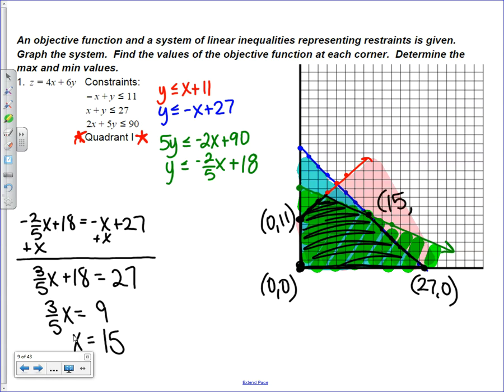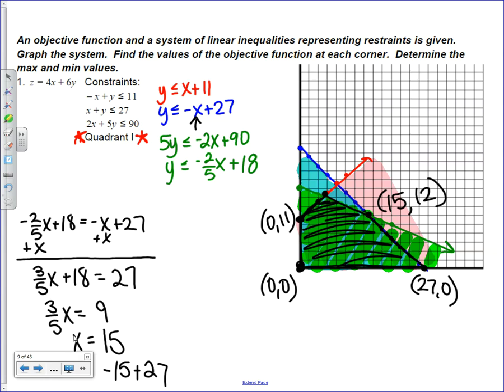Now to find the y value, I'm going to take this 15 and I'm going to plug it back into either the blue graph or the green graph. Now the blue graph looks like it would be much easier, because that would just be negative 15 plus 27 if I put it right in here in that blue graph, and that will give me a 12 for my y.